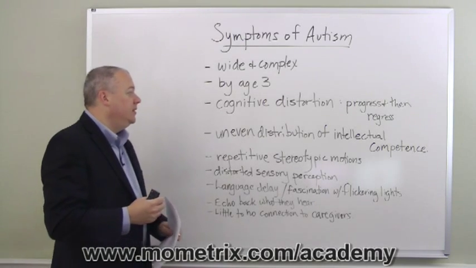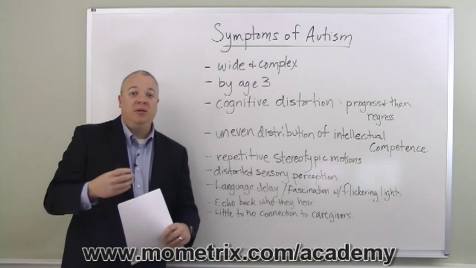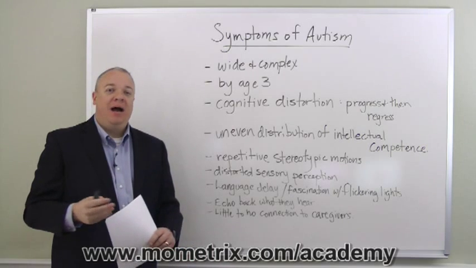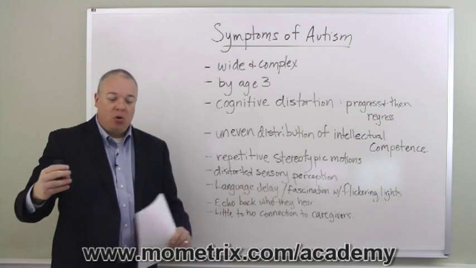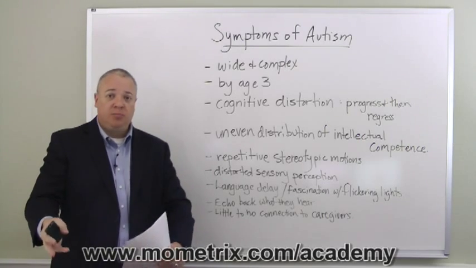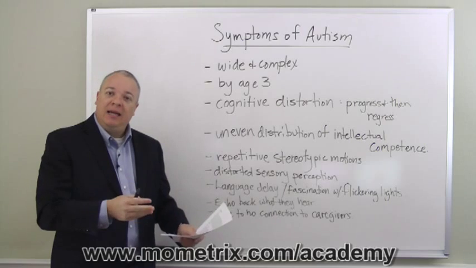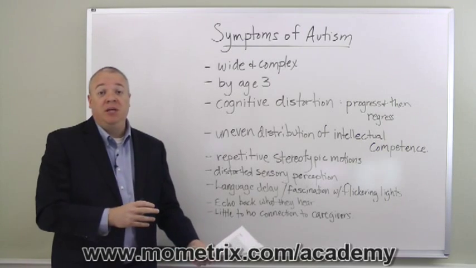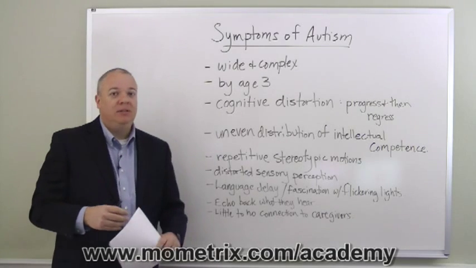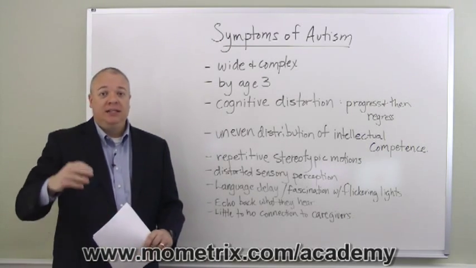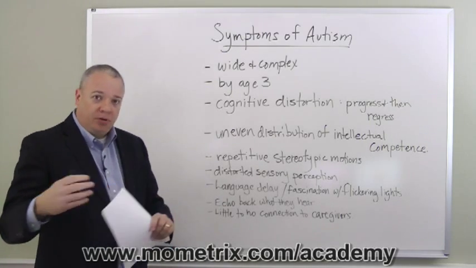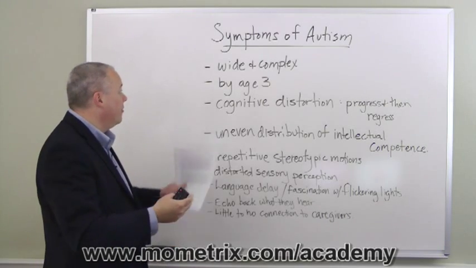You'll also notice an uneven distribution of intellectual competence. So there'll be high competence in some areas and yet no competence in others, and there's no balance there at all. So ordering things, numbering things, counting things may be off the chart. You're like, wow, my child's brilliant, going to be a mathematician. And yet language skills, social skills, and other things seem to be utterly non-existent. This is one of those wide and complex symptoms related to autism, then uneven distribution of intellectual competence, progress in some areas, and in that area suddenly regress.